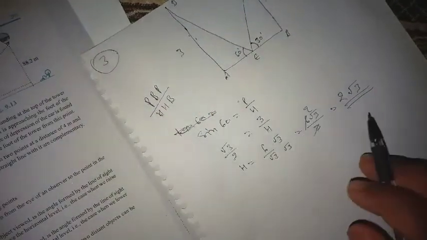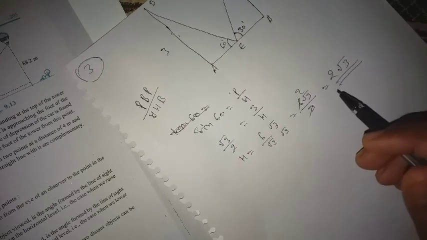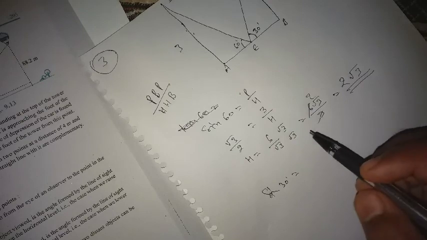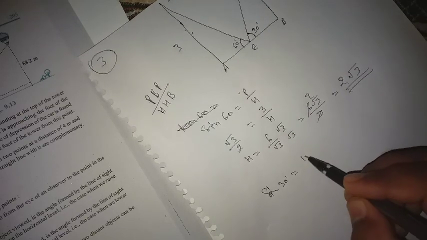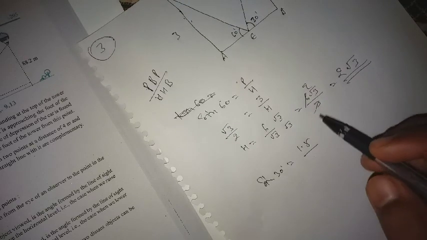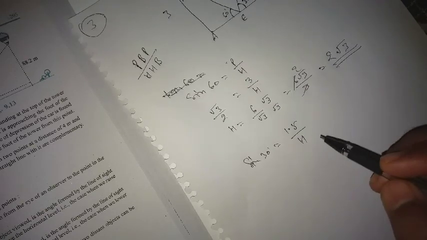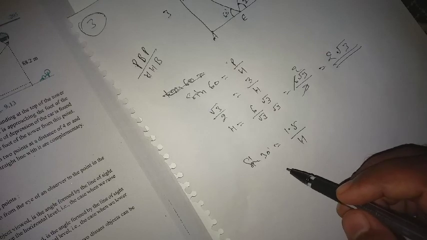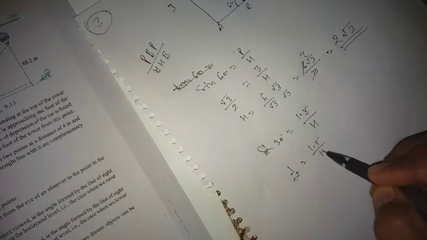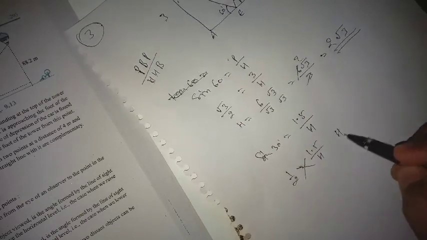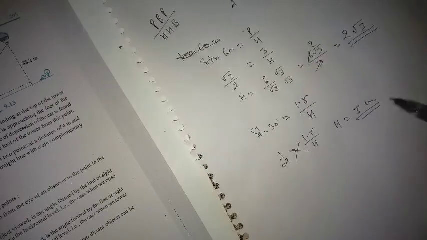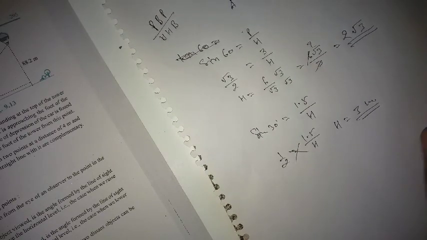Okay, now take sine 30 here. Sine 30 equals perpendicular upon hypotenuse. So perpendicular is 1.5, and hypotenuse we don't know. In this case we will take the value of sine 30, it is 1 upon 2. So 1 by 2 equals 1.5 upon h, the hypotenuse. So h equals 1.5 times 2, which is 3 meter. So this is the answer of question number 3.